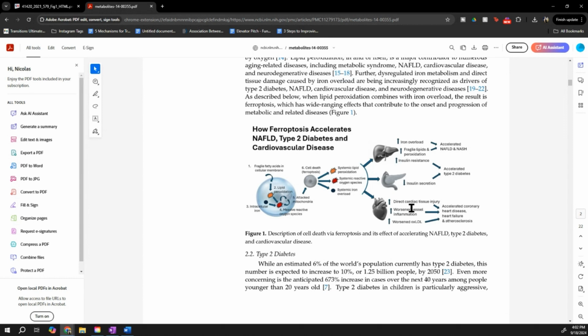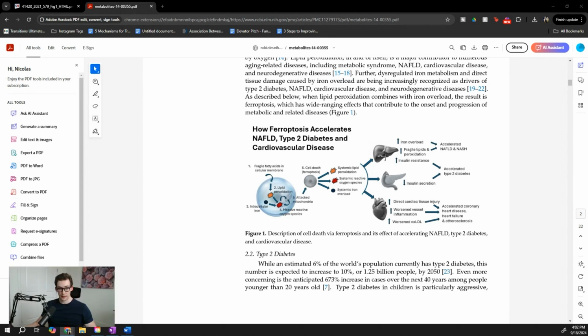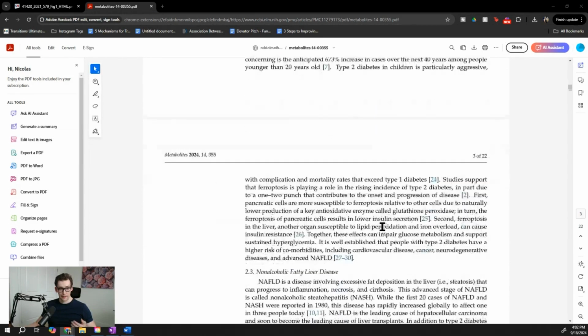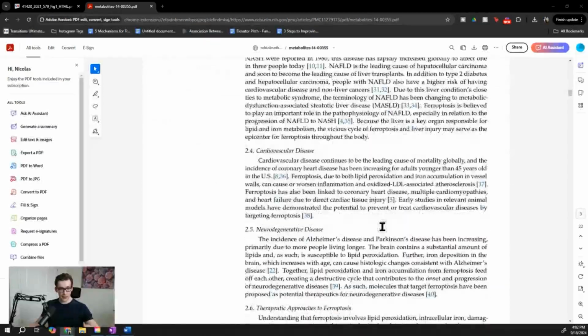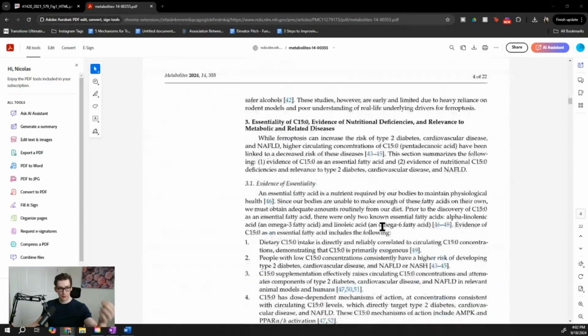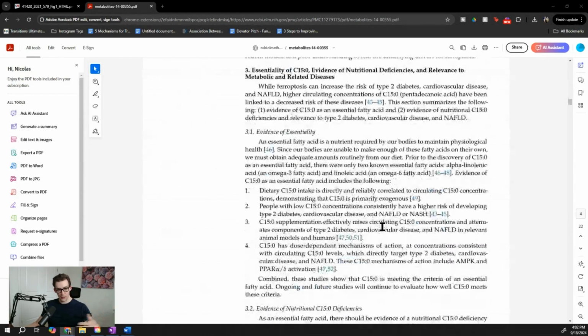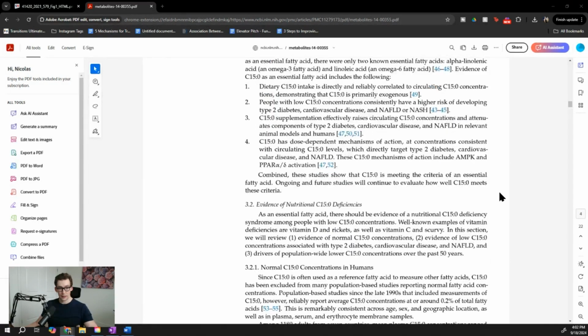And that's kind of what I'm trying to get across here, that there's this robust review. They release this review and they say, oh, it does this and it does that. The C15 does all these different things. And then they provide very little evidence for that actually being the case. And to illustrate that, let me go ahead and jump to the ferroptosis section.